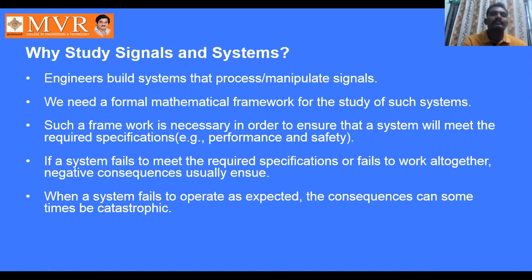Next, we need a formal mathematical framework for the study of such systems. Such a framework is necessary in order to ensure that a system will meet the required specifications. For example, in home and safety. If a system fails to meet the required specifications or fails to work together, negative consequences usually ensue. When a system fails to operate as expected, the consequences can sometimes be catastrophic.